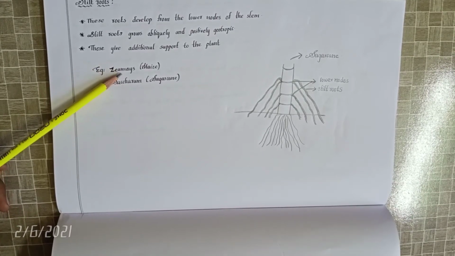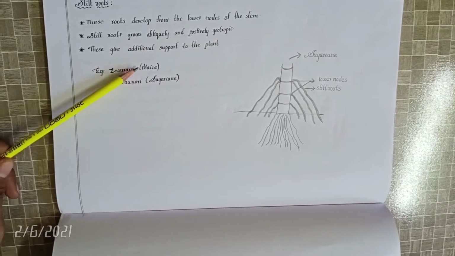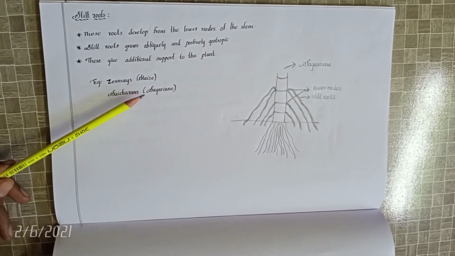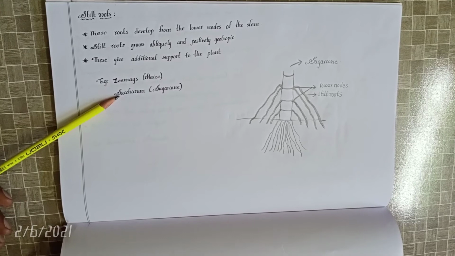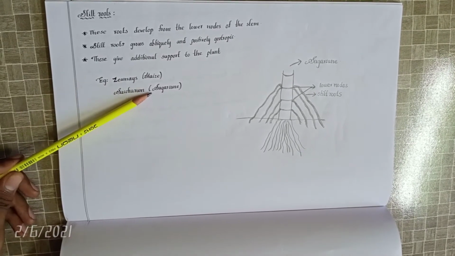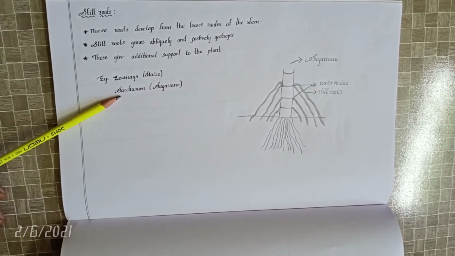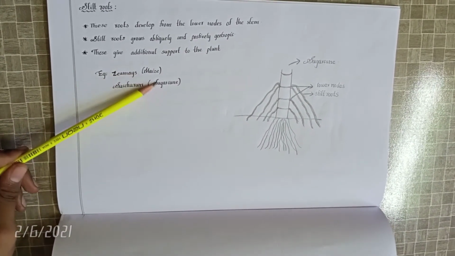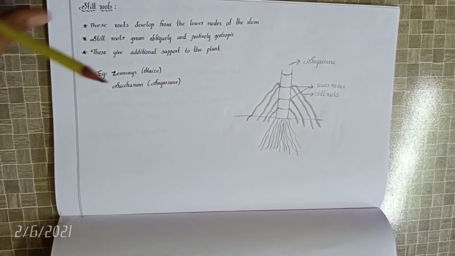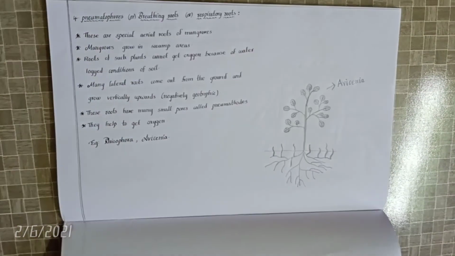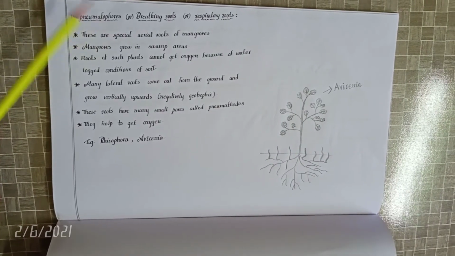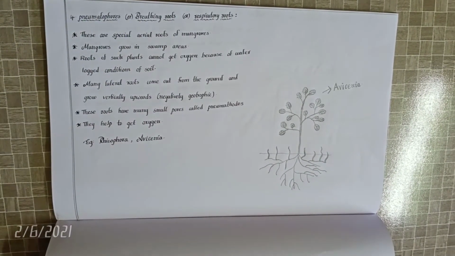The examples are Zea mays and Saccharum officinalis. Zea mays is the scientific name, and the common name is maize. In Saccharum officinalis, Saccharum is with a capital letter and officinalis with a small letter. Here it is enough to use the generic name only, and the common name is sugarcane. We all know that.